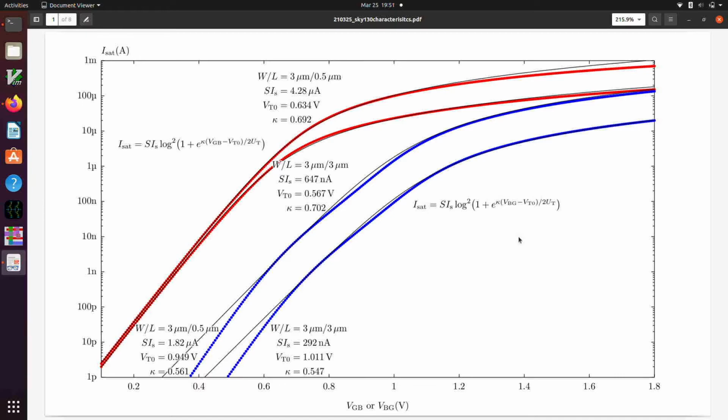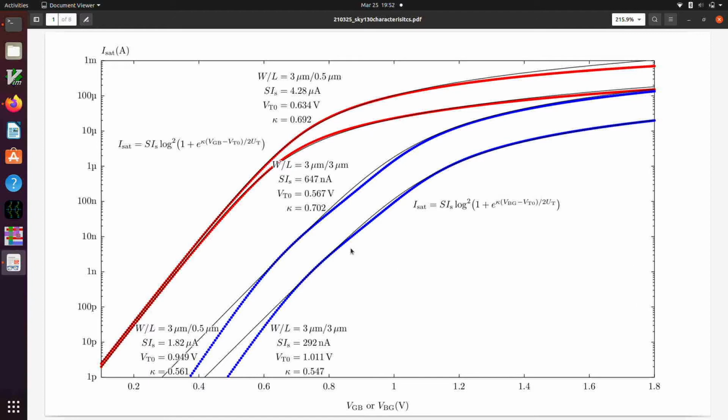What I'm showing in this first plot, and in all of these slides, is that the red circles and point markers represent nFET characteristics, and the blue circles represent pFET characteristics. I have flipped the pFET characteristics around so that they look analogous to the nFET characteristics. So here we're plotting saturation current as a function of the gate to bulk voltage for the nFETs and as a function of the bulk to gate voltage for the pFETs.